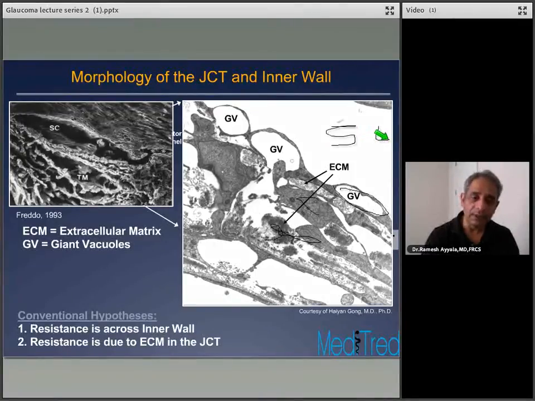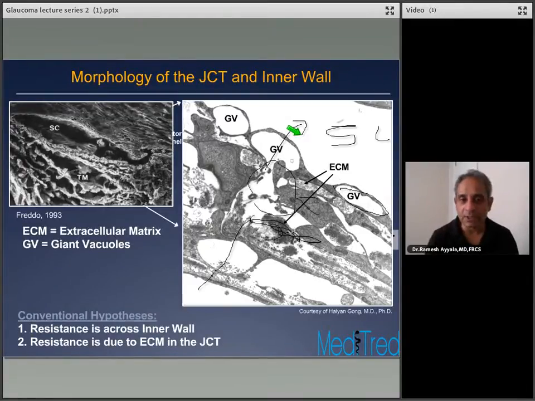And so the concept that people have is that aqueous will flow from the trabecular meshwork into this muddy area, if you like. And here, by a process of pinocytosis, it's believed that these giant vacuoles will suck, engulf the aqueous humor and dump it across the inner wall of the Schlemm canal into the canal itself, and from there it gets out into the collector channels.